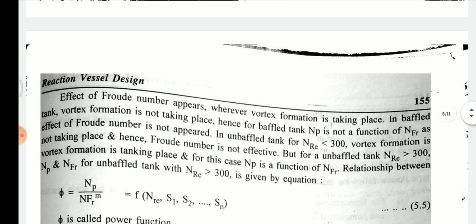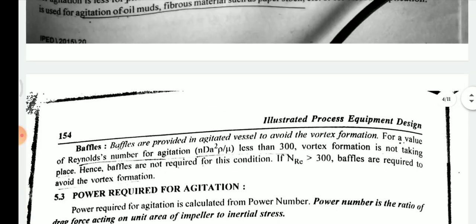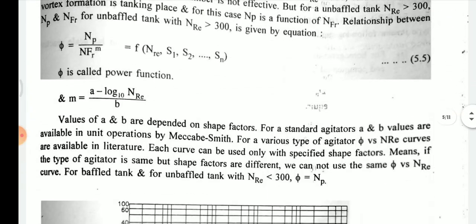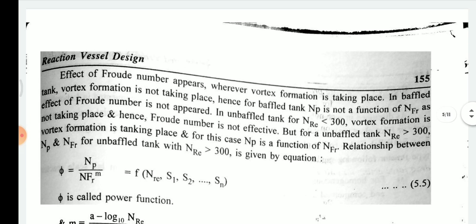Next, the effect of Froude number appears wherever vortex formation is taking place. In a baffled tank, vortex formation does not take place. That means if we use baffles in the vessel, vortex formation is avoided. Hence, for the baffled tank, Np is not a function of Froude number.